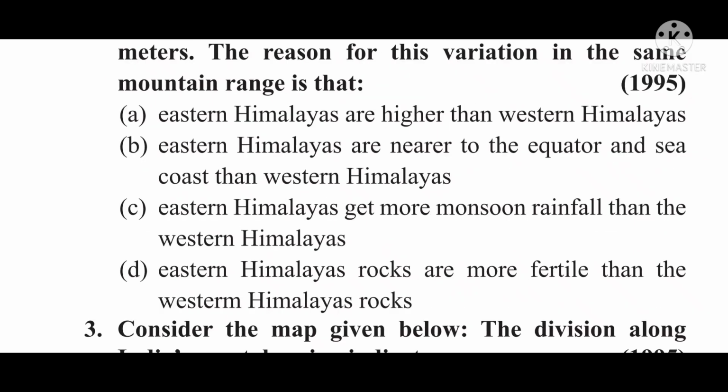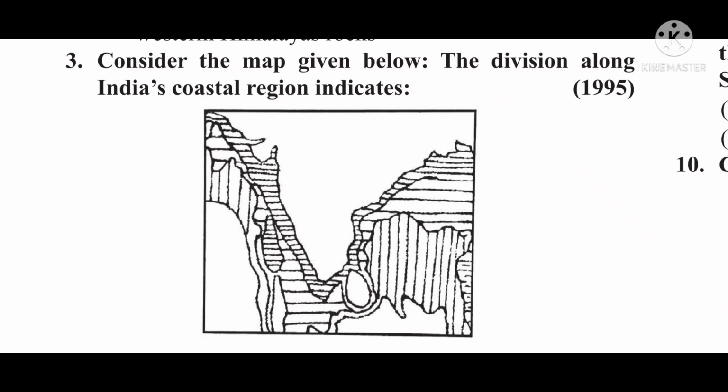So we find the alpine vegetation up to a height of 4000 meters in the eastern Himalaya. But in the western Himalaya, we find the alpine vegetation up to a height of 3000 meters. So the answer will be option number C. Next question is, consider the map given below. The division along India's coastal region indicates.